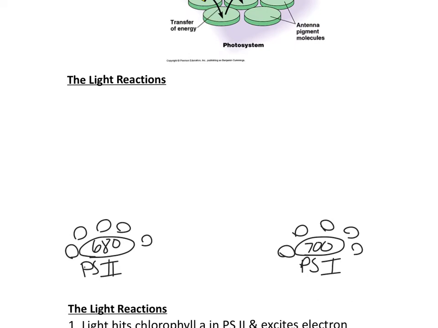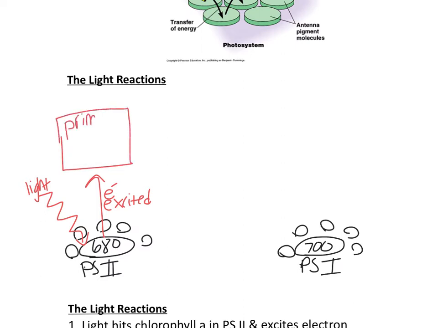So what happens is a photon of light from the sun comes into that photosystem. In those pigments, an electron then gets excited because the electron gains energy from the light. That electron gets excited and it gets grabbed by a protein that's called the primary acceptor, meaning it's the first protein to accept that excited electron.